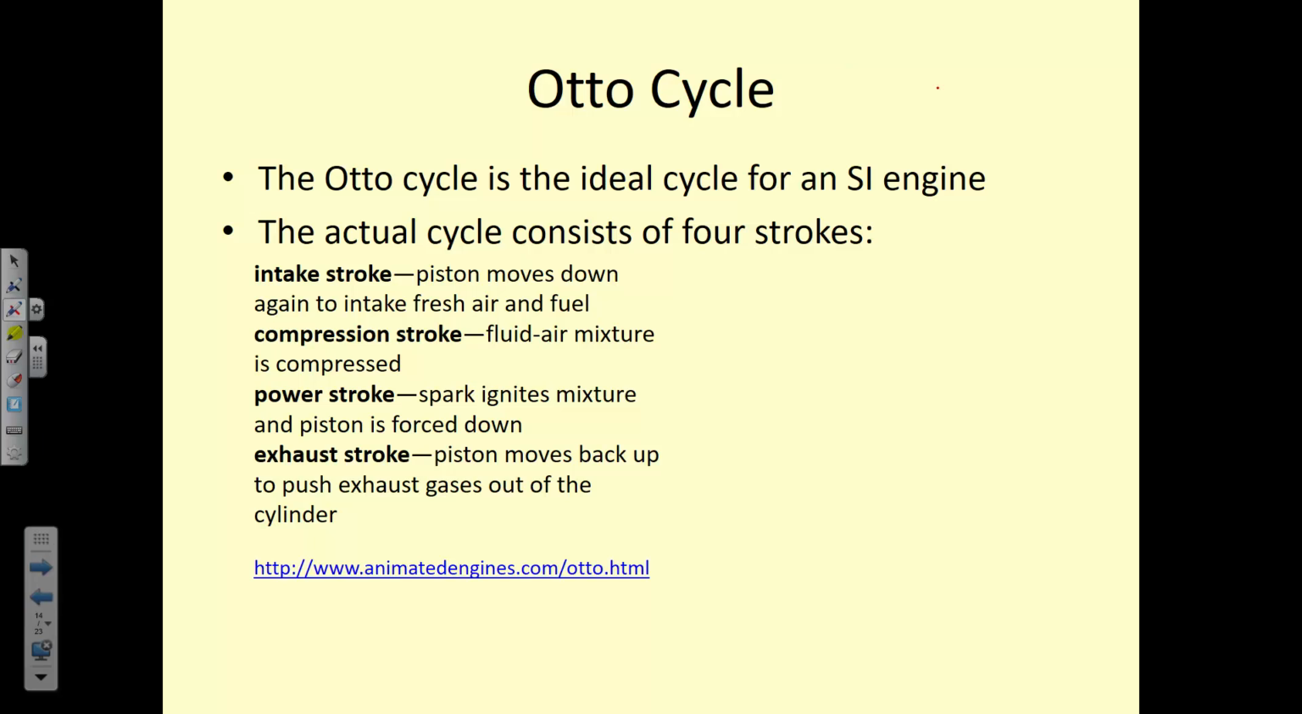Okay, so the Otto cycle is the cycle that we use to approximate the best power cycle for a spark ignition engine. And so it consists of four strokes: intake, compression, power, and exhaust.